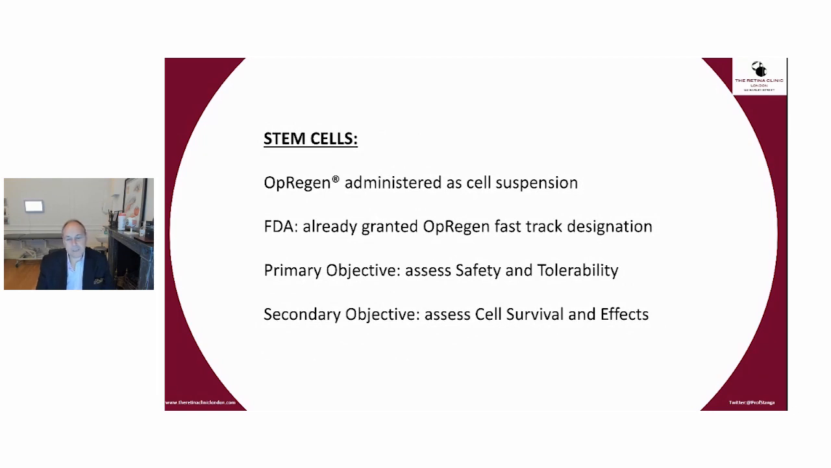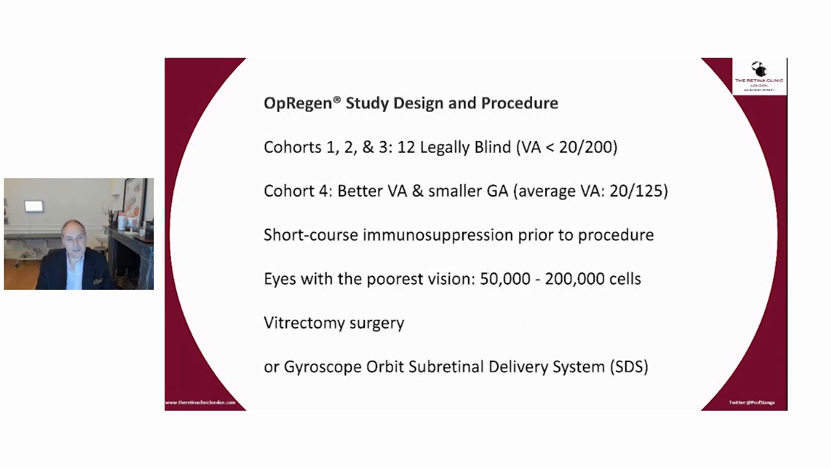OpRegen is administered as a cell suspension. FDA has already granted OpRegen Fast Track designation. The primary objective of this work was to assess safety and tolerability, and the secondary objective, cell survival and effects. There have been 4 cohorts in the study. Cohorts 1, 2, or 3 included patients that were legally blind with a vision of 6/60 or lower. That's the big letter, the first letter in the ETDRS chart.